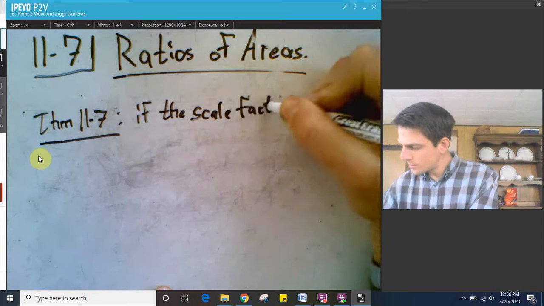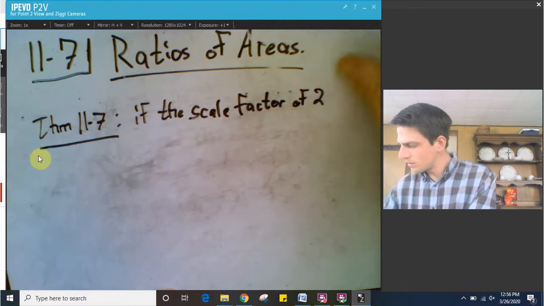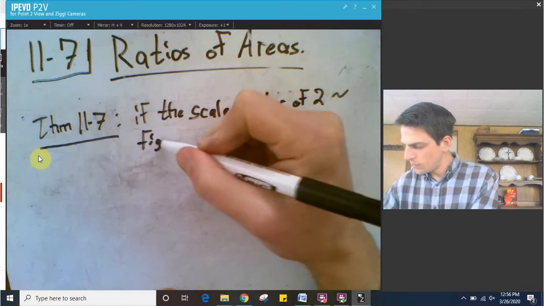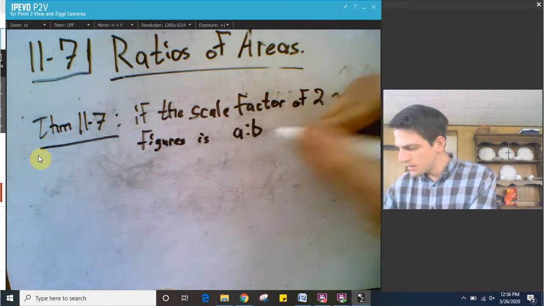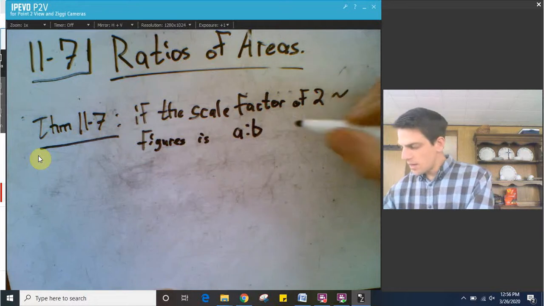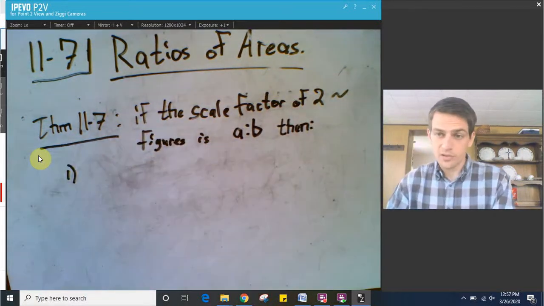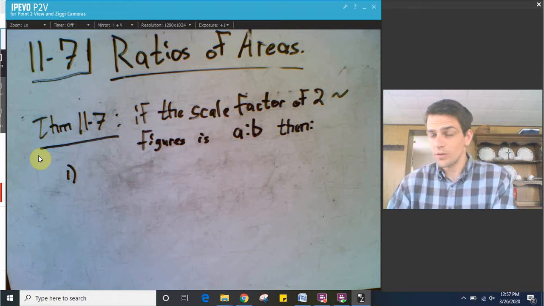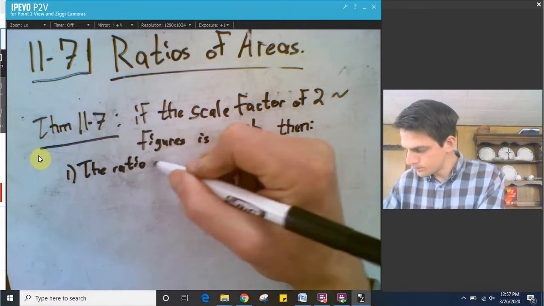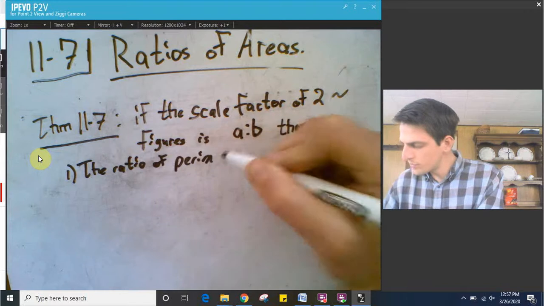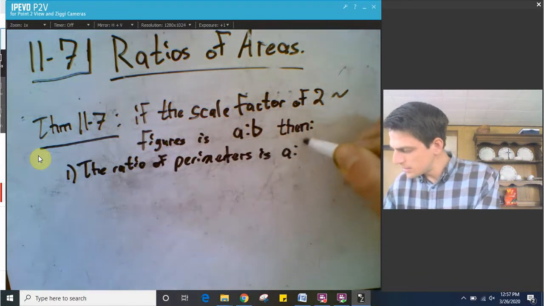So if the scale factor of two similar figures is A to B, then we have two parts here. The first part talks about the ratio of their perimeters. The ratio of their perimeters is just going to be the ratio of their scale factors. So the ratio of perimeters is also A to B.